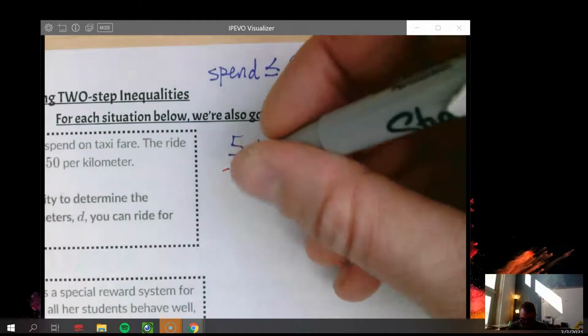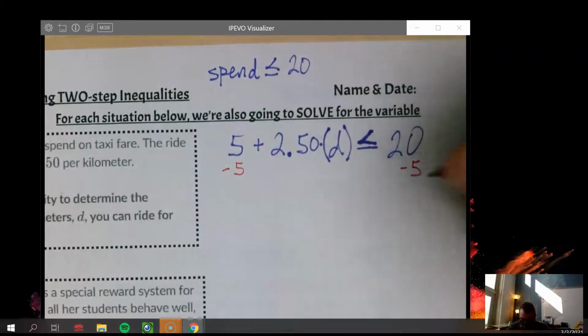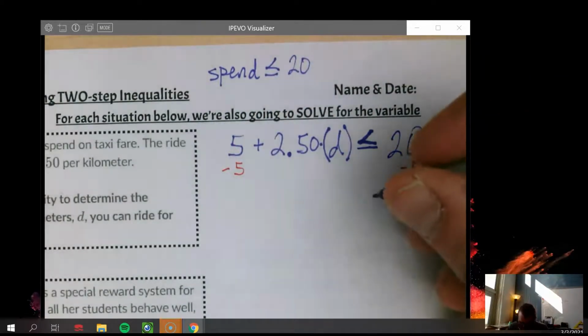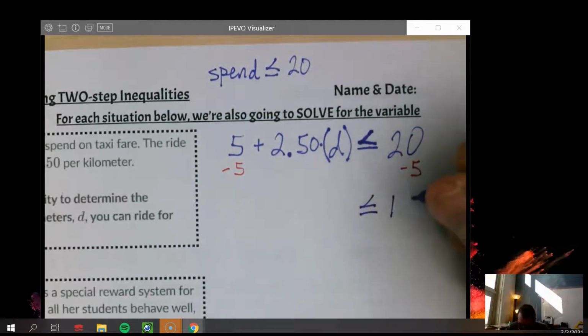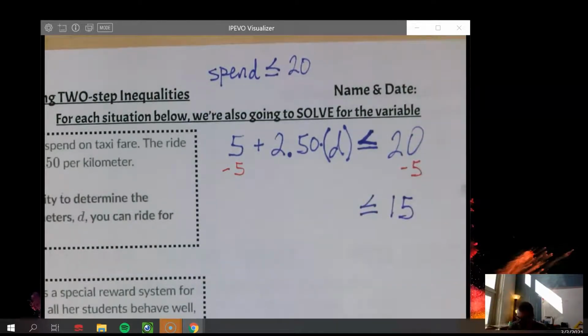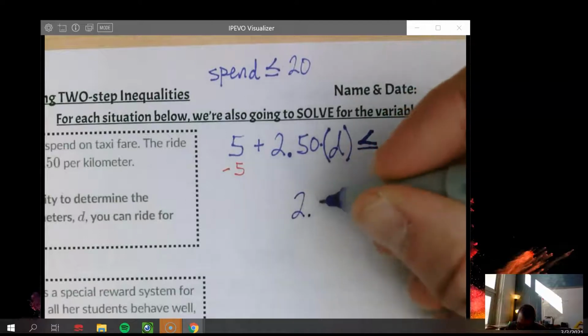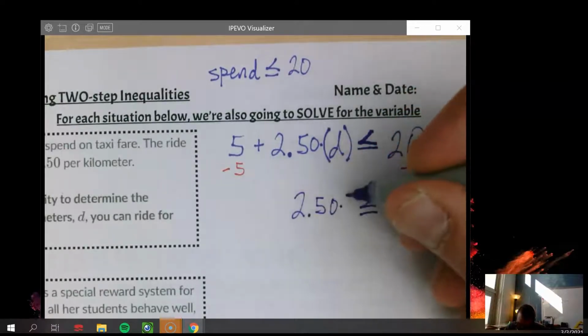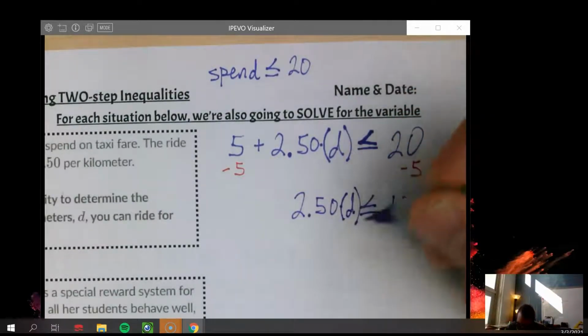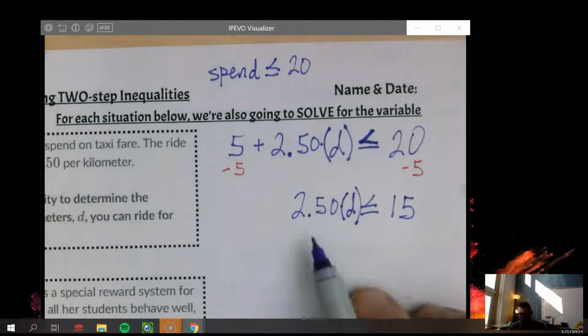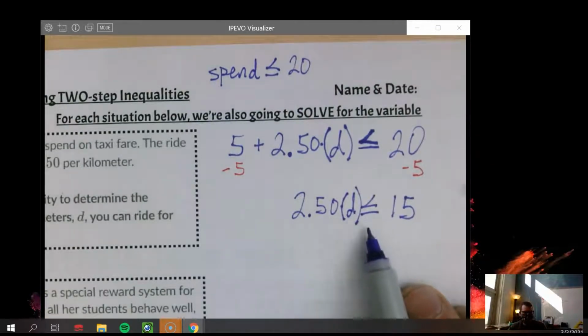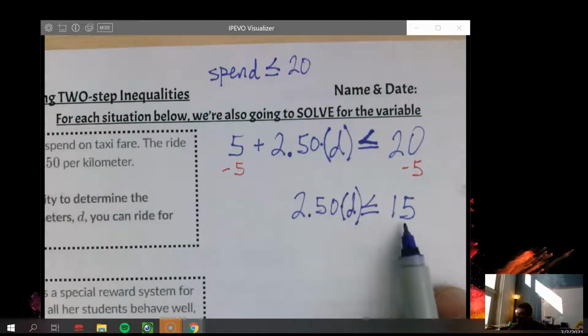So immediately after I hop in the cab and pay $5, how much money do I have now? 15. So now what I can spend on the distance that I go, in kilometers, is 2.5 times D is less than or equal to 15. Man, that's an expensive initial fee. That $5 just for them to pick you up.